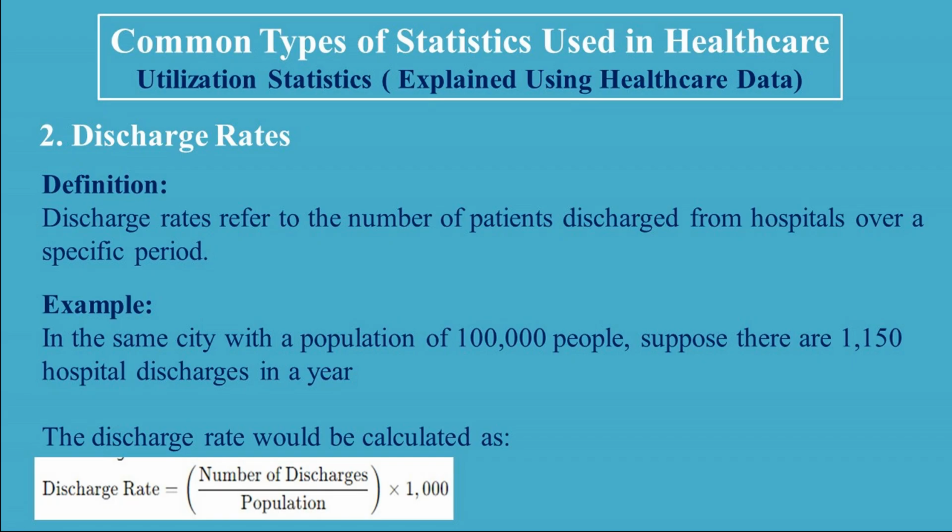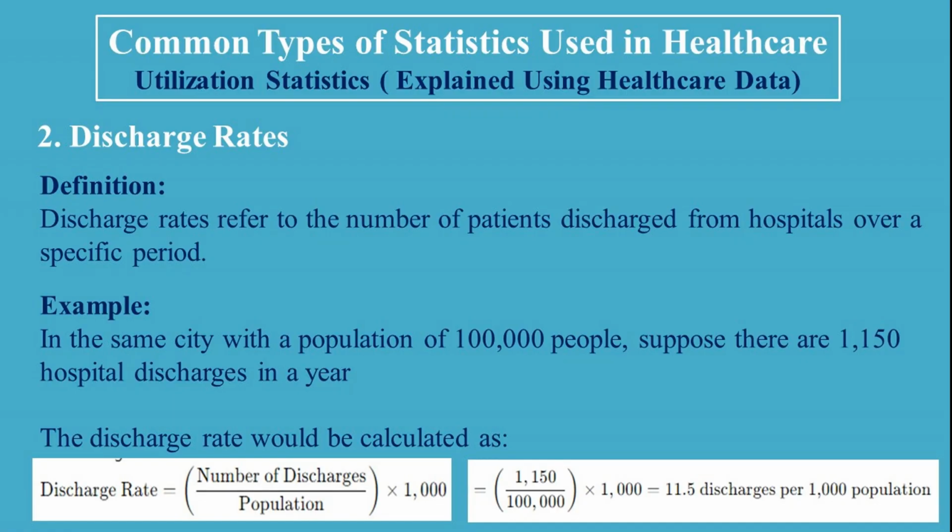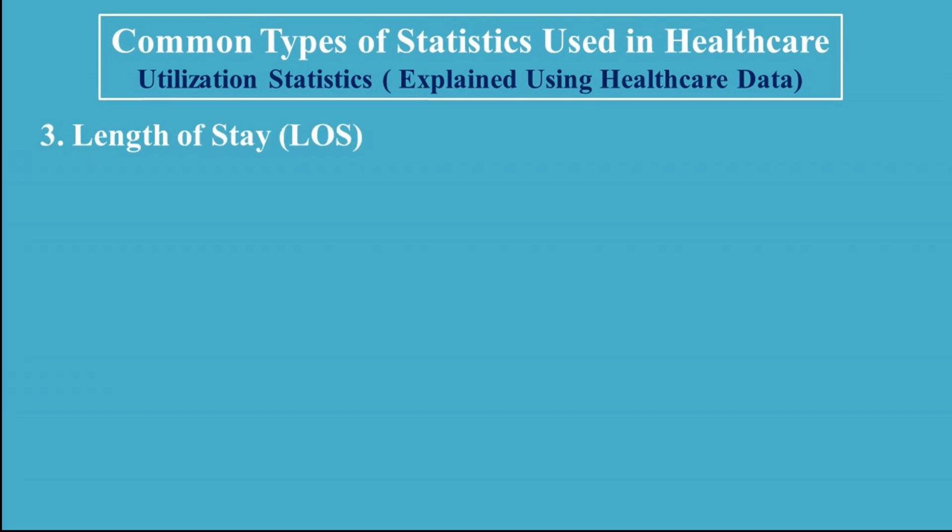multiplied by 1,000. The discharge rate is calculated by dividing 1,150 discharges by a population of 100,000 and then multiplying by 1,000, which equals 11.5 discharges per 1,000 population.